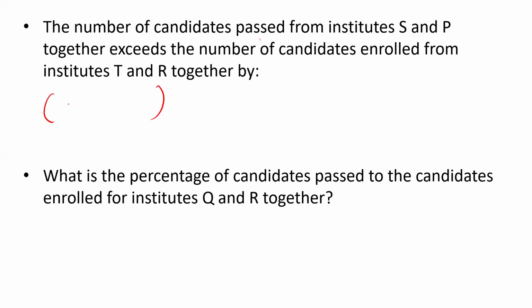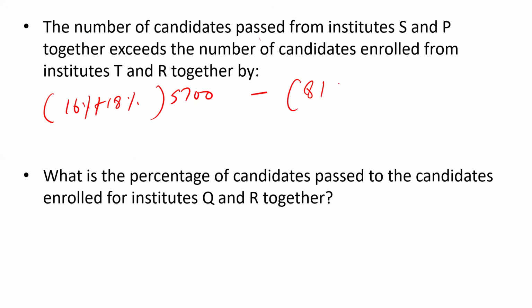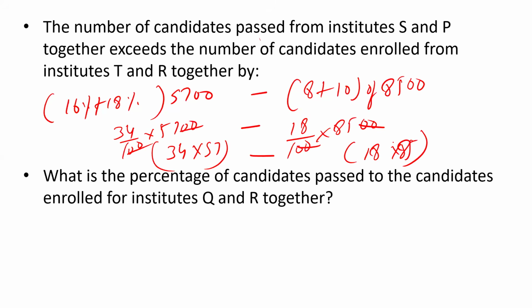16 percentage plus 18 percentage of 5700, minus the number of candidates enrolled from T and R. Enrolled of T and R: T 8, R 10, of 8500. So 34 percentage of 5700 minus 18 percentage of 8500. You need to calculate this answer. No doubt, 34 into 57 minus 18 into 85. You have to calculate this answer.